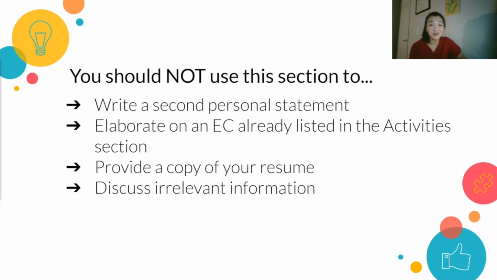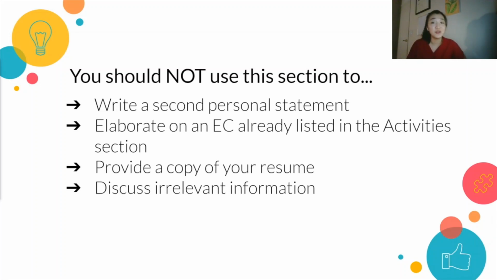The next thing you should not do is to use this section to elaborate on an extracurricular activity you already listed in the activities section. If you're wondering what the activities section is, check out this other video that I have made before on extracurriculars. The Common Application is already structured so that you can highlight the important aspects of your different activities in the 150 character limit description that you have for each of those 10 activities that you can list.